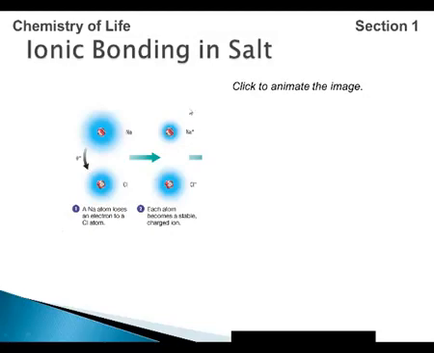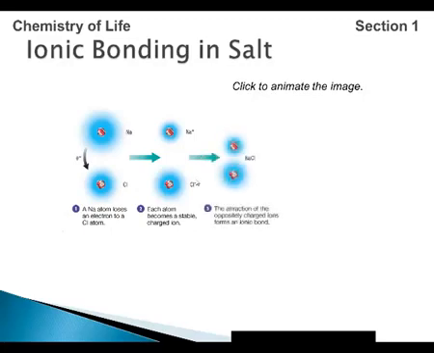So you'll notice sodium is now positively charged because it gave up an electron. Chlorine is now negatively charged because it gained an electron. Remember that protons are positively charged, electrons are negatively charged, and neutrons do not have a charge.